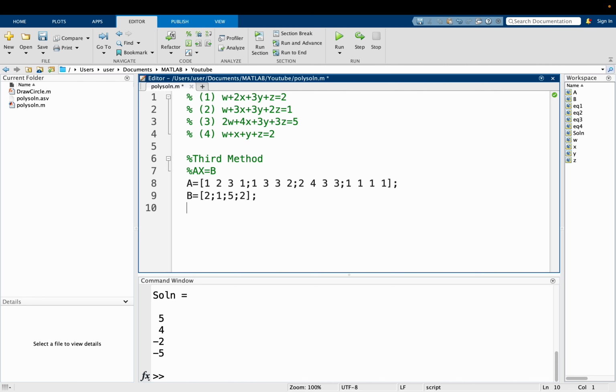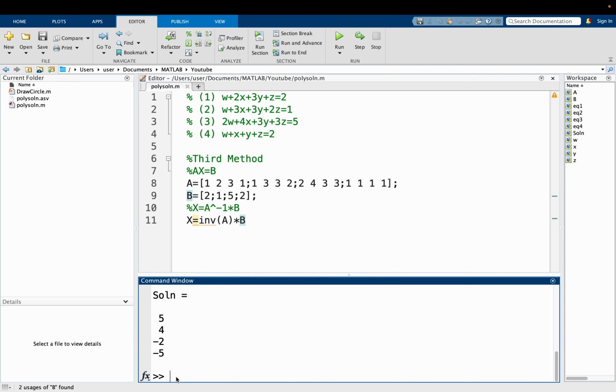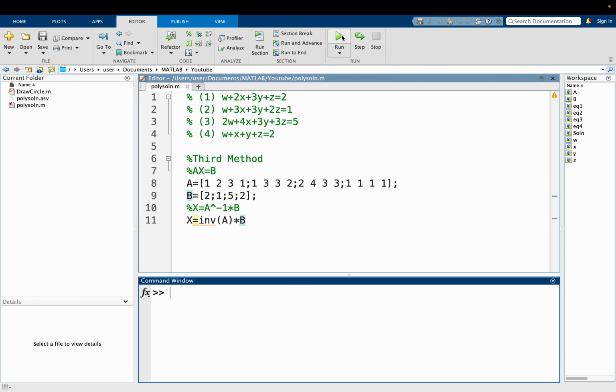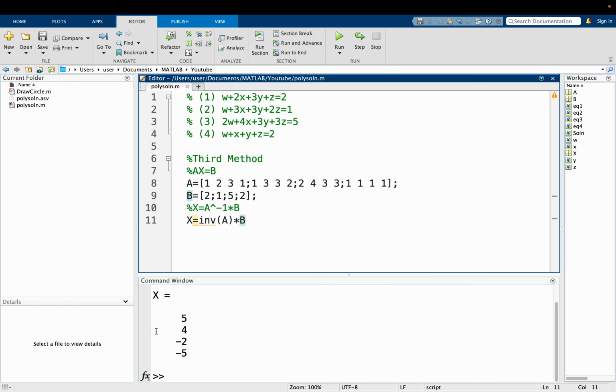So my X will just be A inverse times B. So how can I achieve that? Let me define my capital X. It will just be the inverse of A times B. Let me clear my command window, and if I run this, as you can see, I have X equal to 5, 4, minus 2, and minus 5.